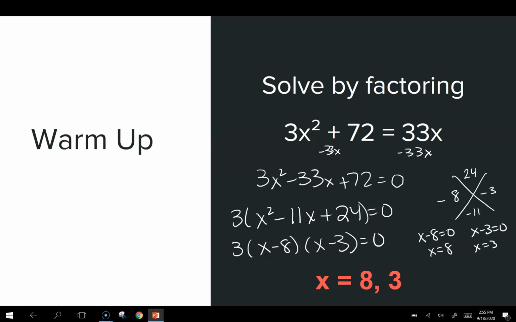Remember, we talked about what that means. That means if I were to graph this quadratic, it's going to cross the x-axis where x is 3 and where x is 8. So it would look something like that. All right, let's do another one.